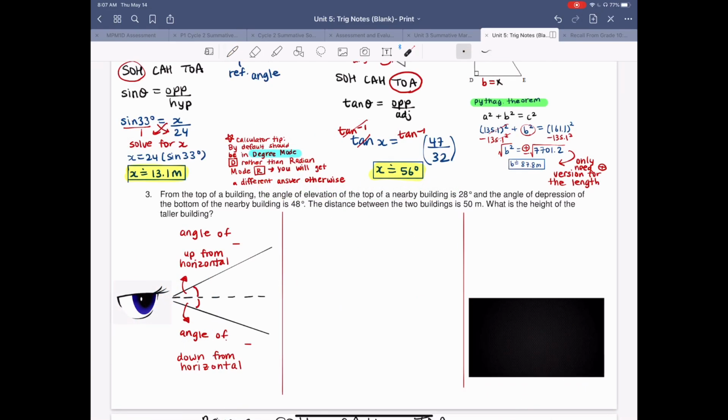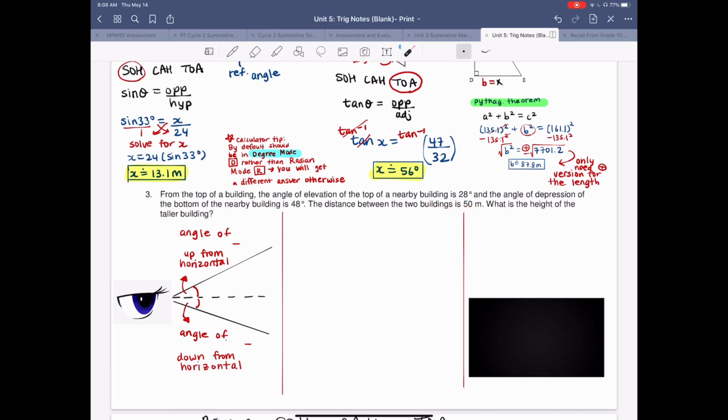So question 3, it says from the top of a building, the angle of elevation of the top of a nearby building is 28 degrees, and the angle of depression of the bottom of the nearby building is 48 degrees. The distance between the two buildings is 50 meters. What is the height of the taller building?